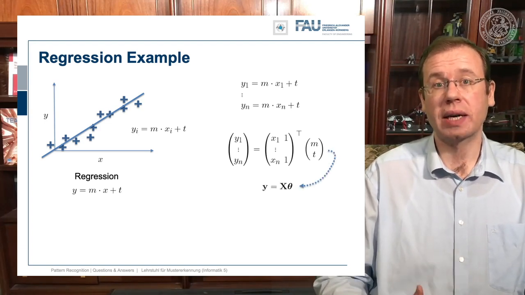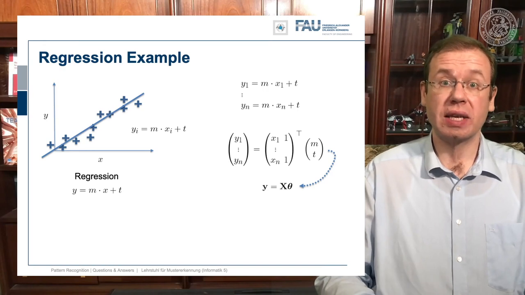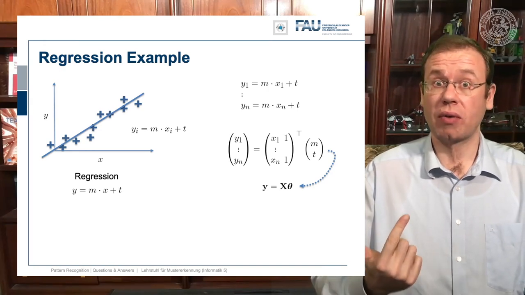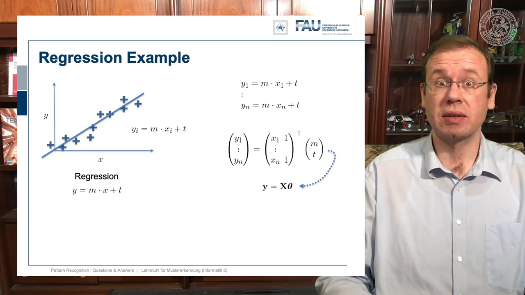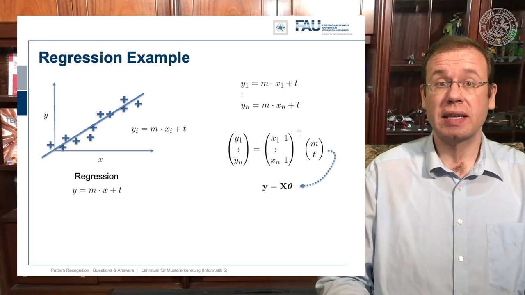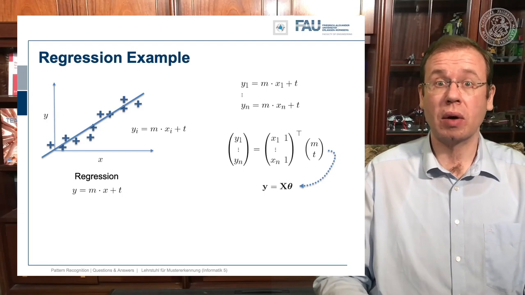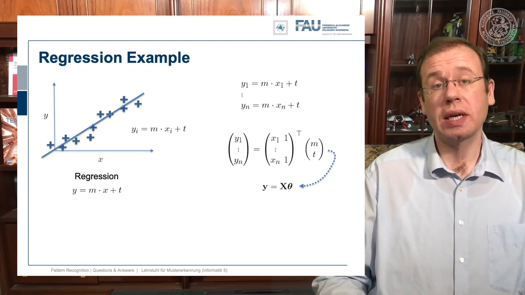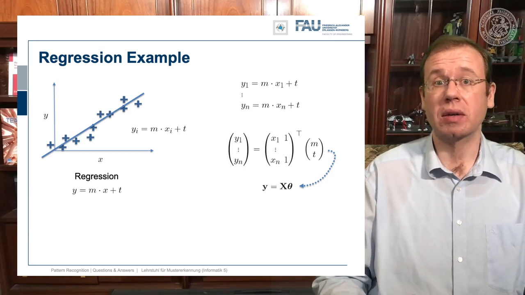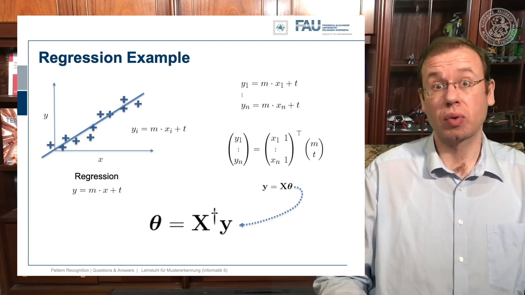So now we have a vector y, a matrix x, and some vector theta. And what you see here is that we can observe all the y, we can observe all the x's, and of course also the ones, because they just needed to be associated with the t. So everything is known in x and in y, and all our unknowns are now in the parameter vector theta. And what we now want to do is solve the system of linear equations with respect to theta, and we do that by computing a pseudo inverse.